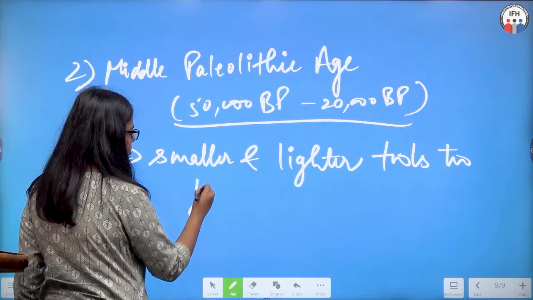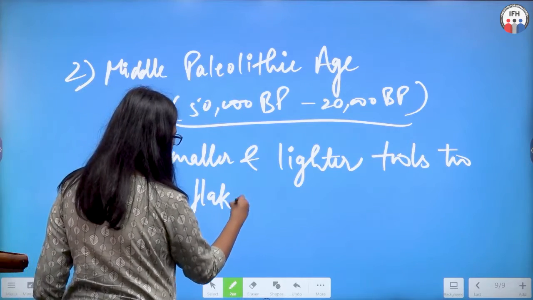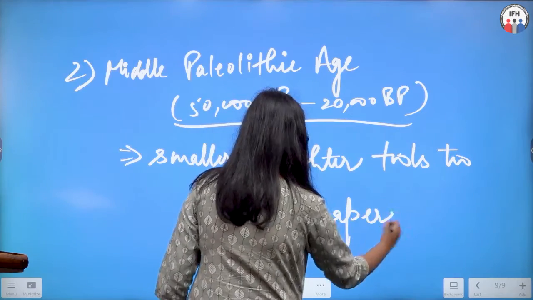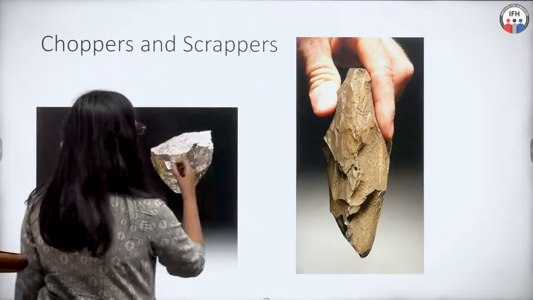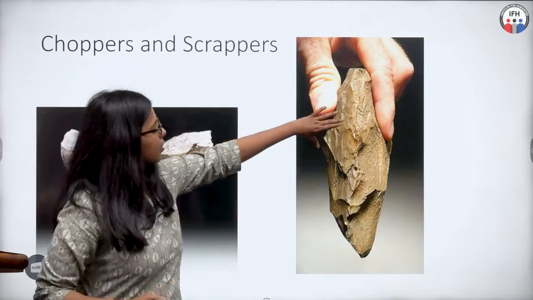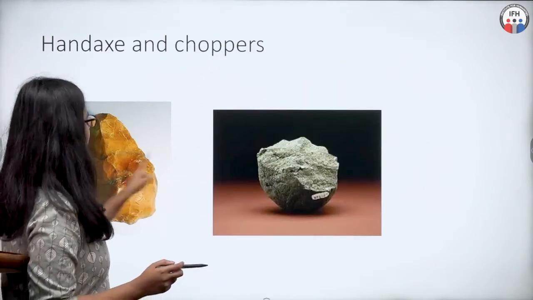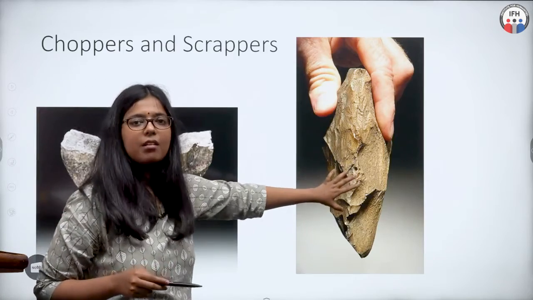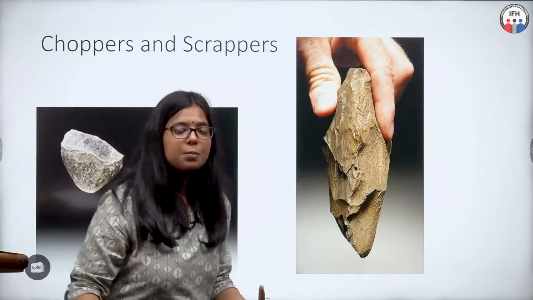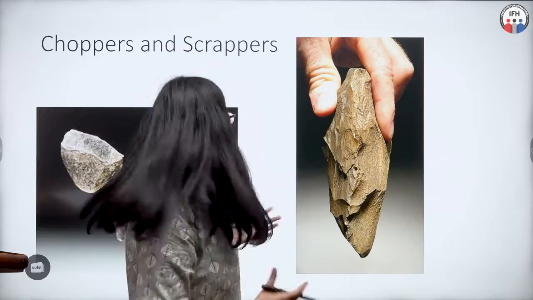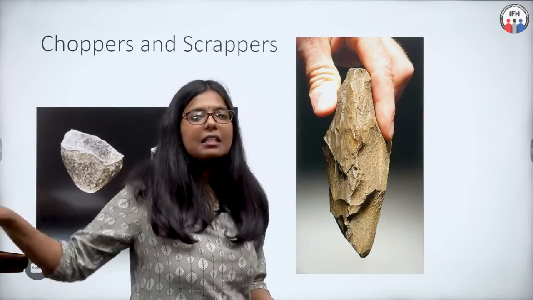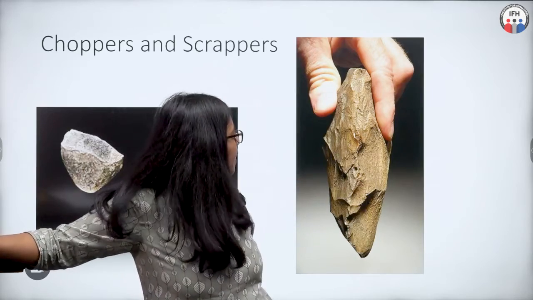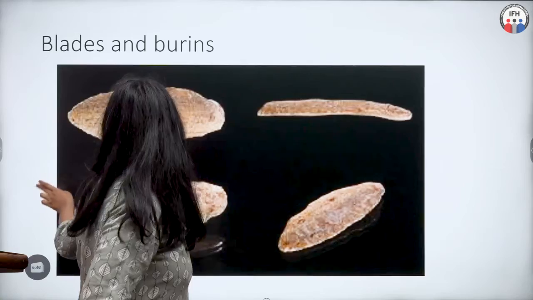So flake tools are there, flakes and scrapers. This is the one. Look at this one, hand axe, and look at this one. This one is obviously better. So they are evolving with experience, with time, when they are thinking, because their mental faculties are also developing with time. So this is something that now they are making.